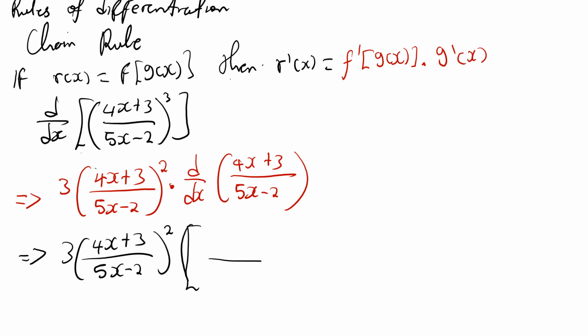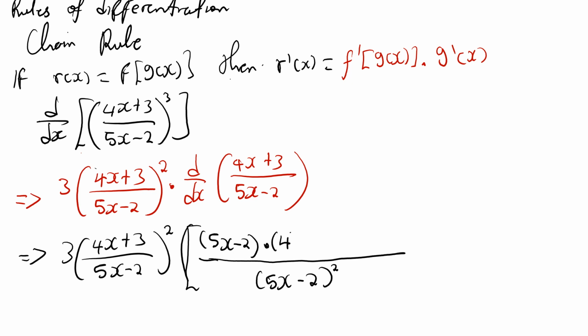We are going to square our denominator 5x minus 2 squared. Then we come and write it here. It will be 5x minus 2. After squaring it, we multiply with the derivative of our numerator. It will be 4 because the derivative of 4x plus 3 is going to give us 4. Minus, we write our numerator 4x plus 3, and then we differentiate our denominator 5x minus 2. The derivative of 5x minus 2 is going to give us 5. That is the quotient rule.